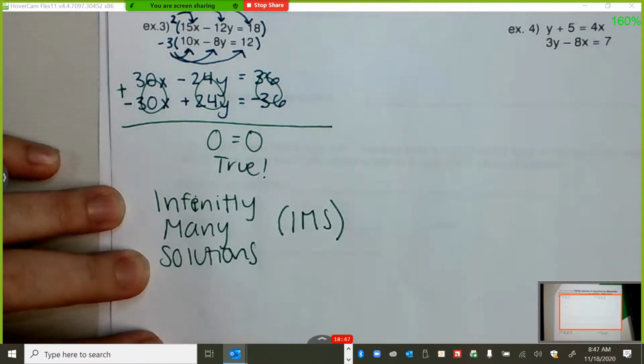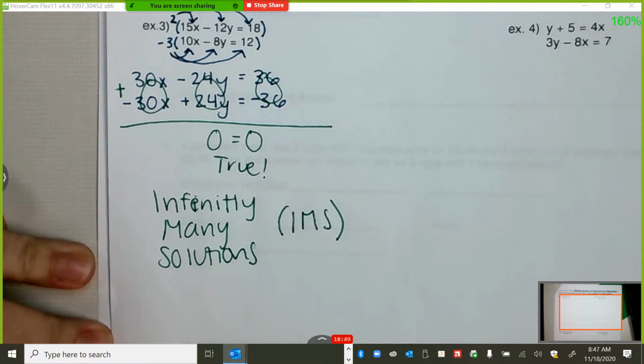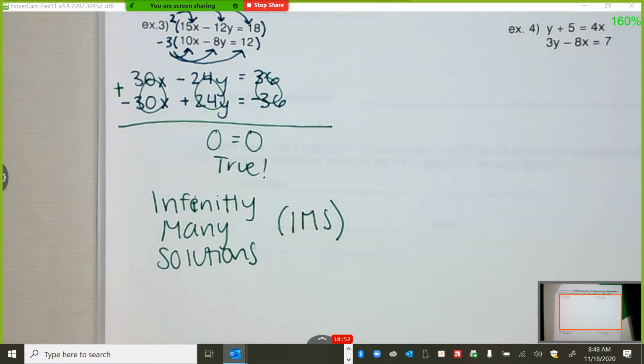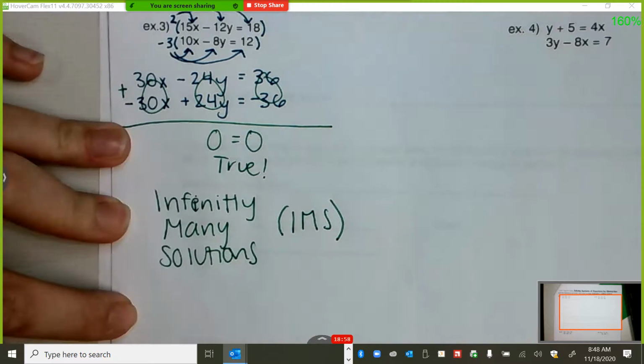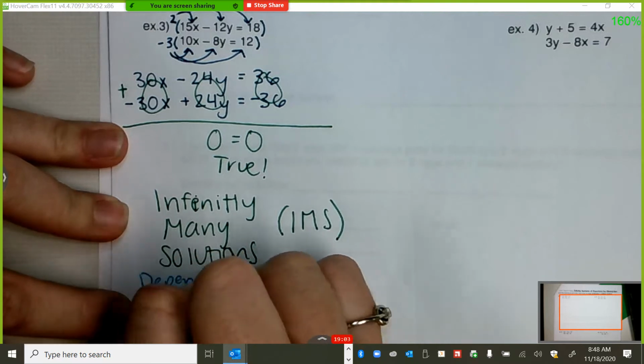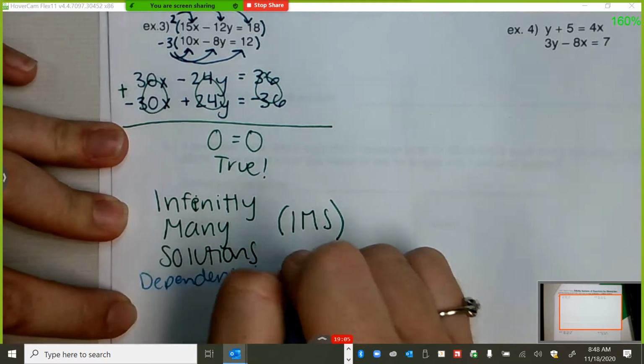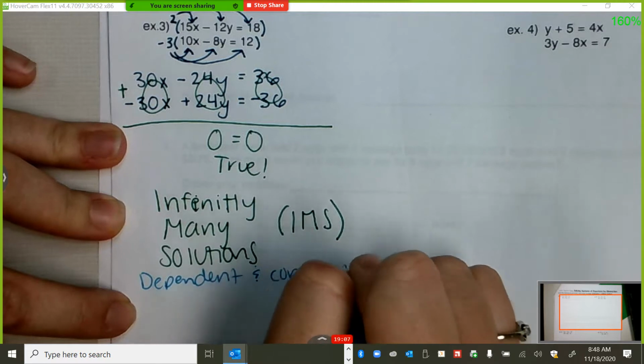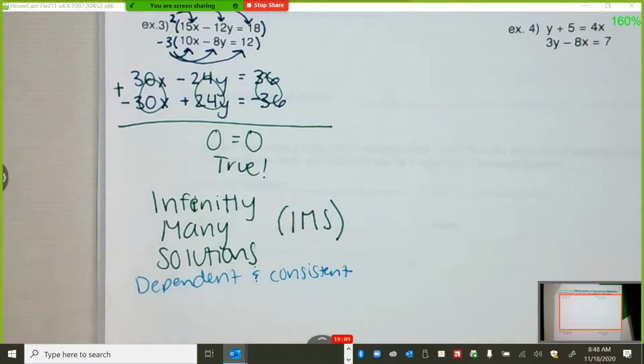IMS is another way to say this. And what kind of solution is this system then? Dependent. So this is dependent. And it's still consistent. Why? Because it has solutions, or a solution, at least one. Okay? It's dependent because all the solutions are solutions. Everything's a solution. But it's consistent because there is a solution.